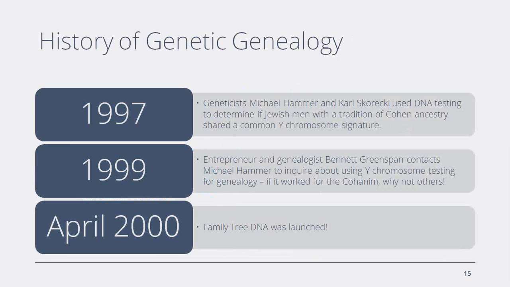And so this study was done, and I'm not going to go into the details of the study. To summarize, they found that a very large percentage of people who claimed Cohen ancestry did indeed match. There were also people who didn't, and that's for various historical reasons, which you can read about outside of this presentation.